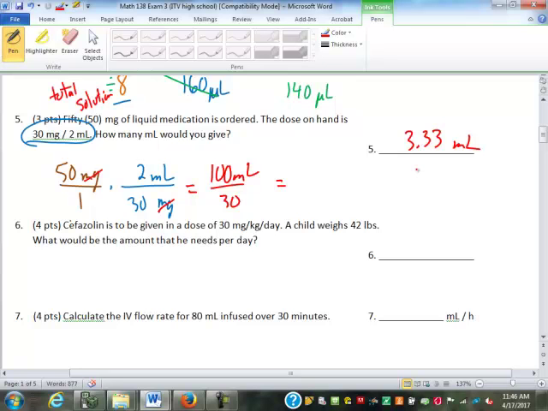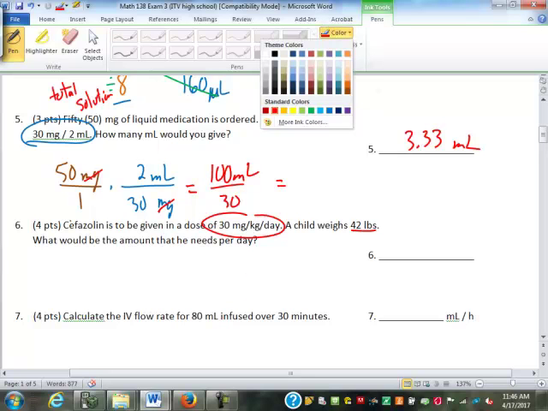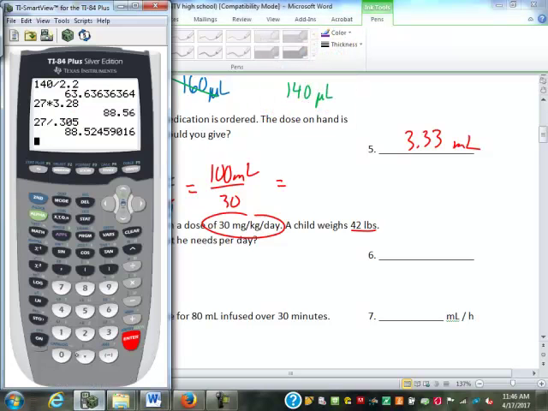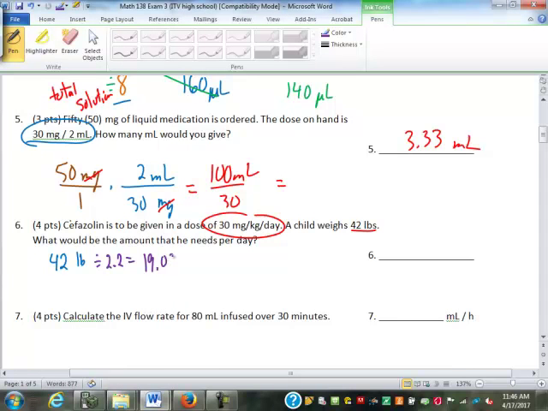So number 6, cefazolin is to be given at a dose of 30 milligrams per kilogram per day. Child weighs 42 pounds. What amount would it need per day? So first thing we need to do is take that 42 pounds and convert it into kilograms. So we divide by 2.2, which gives us 19.09 kilograms.